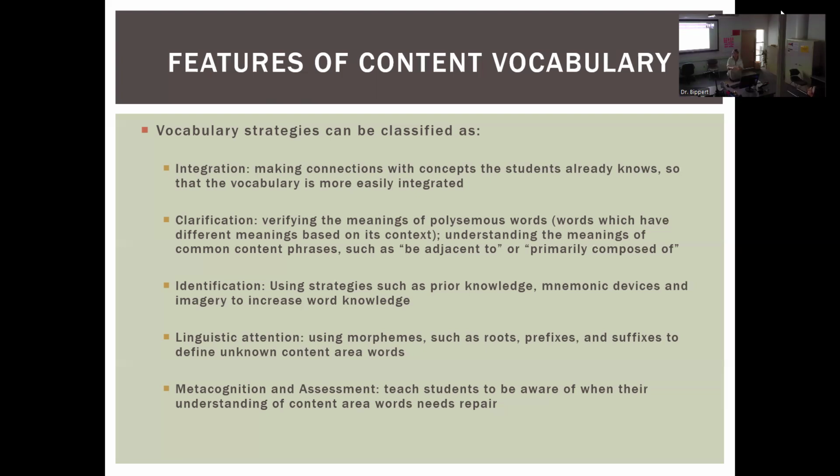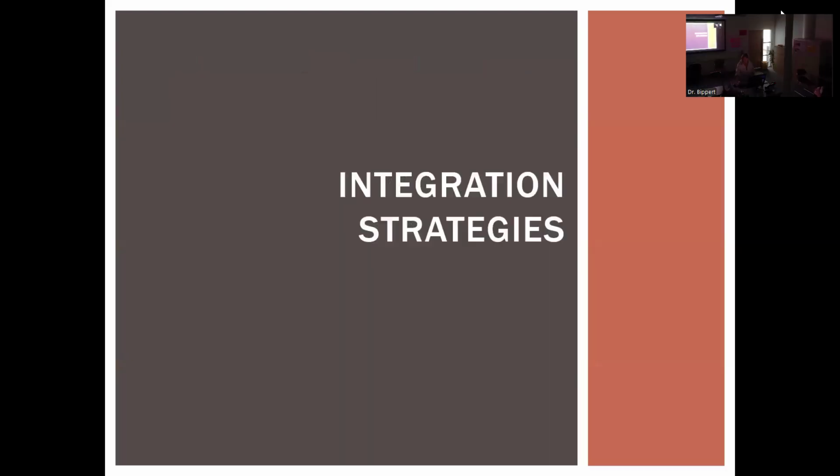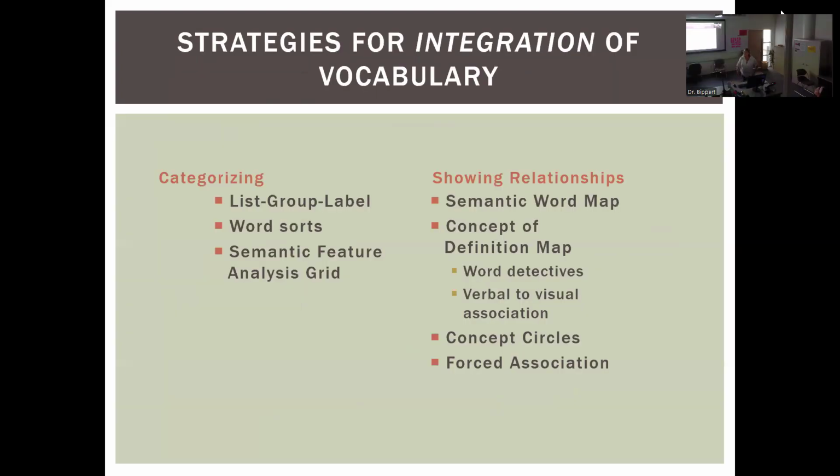All right, so integration strategies. And these are some that I think a lot of students can use for whatever content you're teaching. There's list group label, word sorts, and semantic features analysis grids, where we're categorizing words. Or showing relationships, and we have the semantic word map, concept of the definition map, which can be either word detectives or verbal to visual, concept circles, and forced associations.